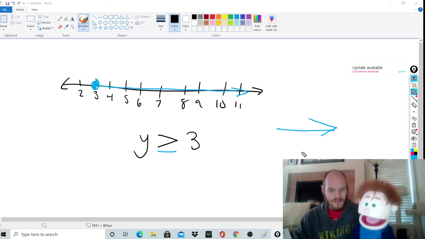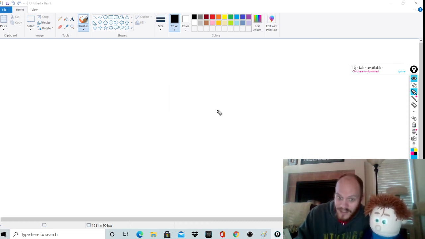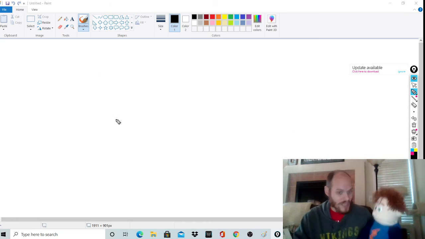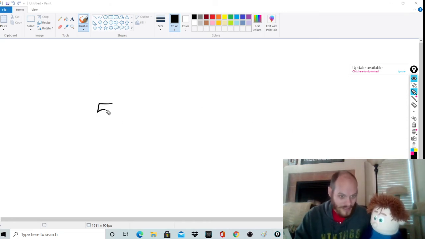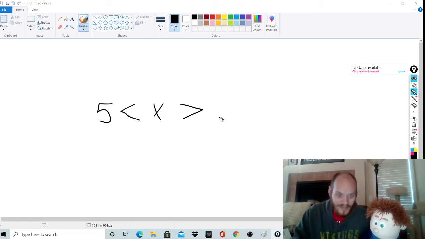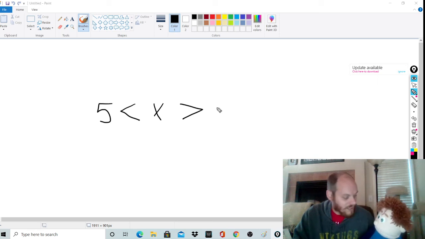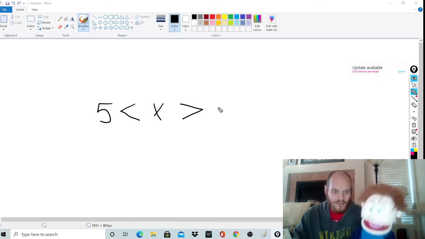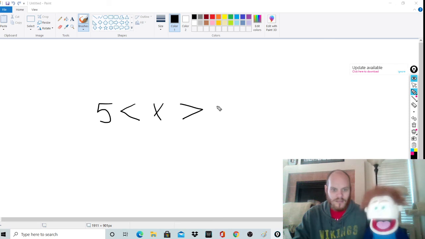Wow, that's kind of interesting. Right. Then here's the curveball. Stick with me. This is the hard part. Sometimes you'll get an inequality that looks like this. 5 is less than x. Or sorry, x is greater than 5, but pick a number. Let's see. 9.